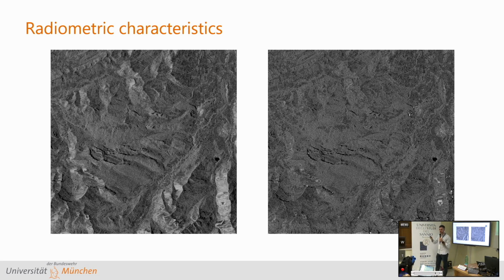We said the second bullet point was the radiometric characteristics. So why are my pixels so bright? What is influencing this?